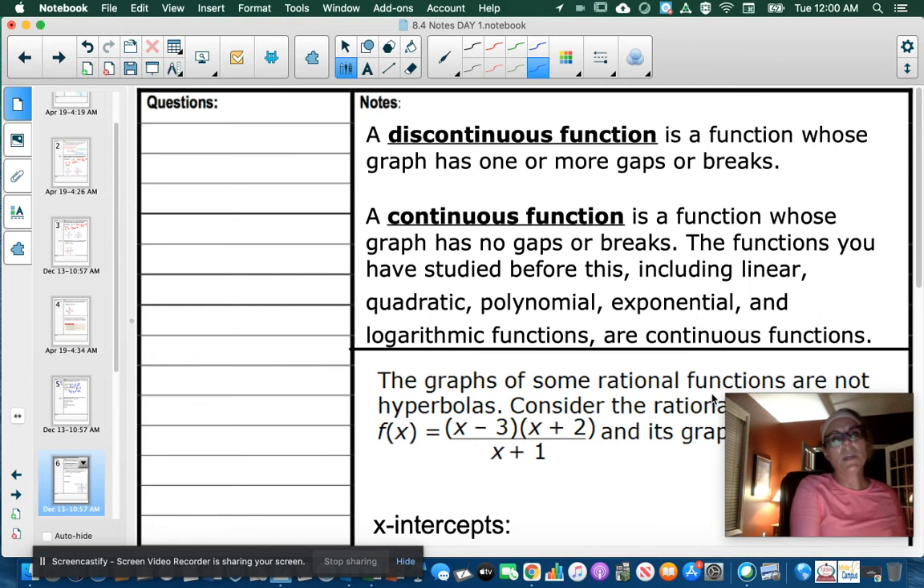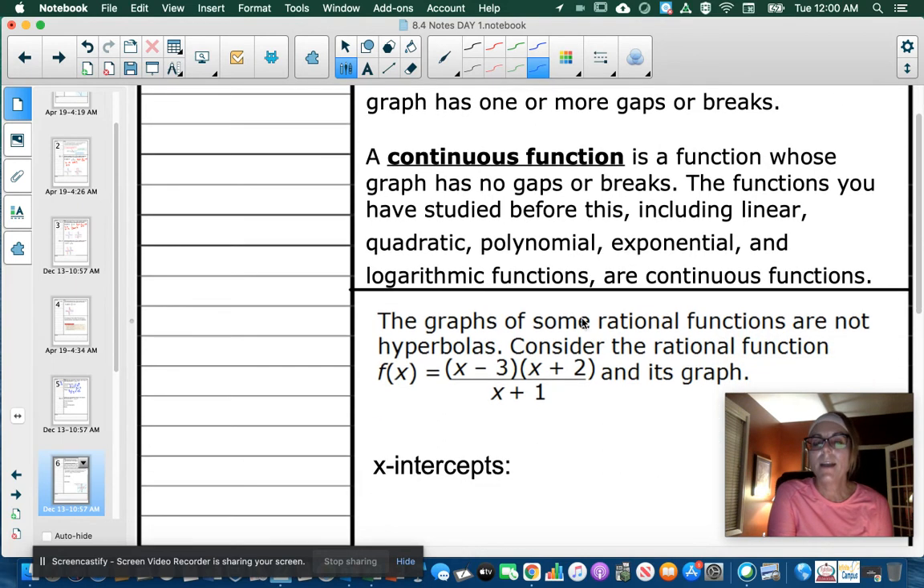And now we're moving on to what a discontinuous function is and what a continuous function is. A discontinuous function is a function whose graph has one or more gaps or breaks. A continuous function is a function whose graph has no gaps or breaks. The functions you have studied before this, including linear, quadratic, polynomial, exponential, and logarithmic functions, are continuous functions.